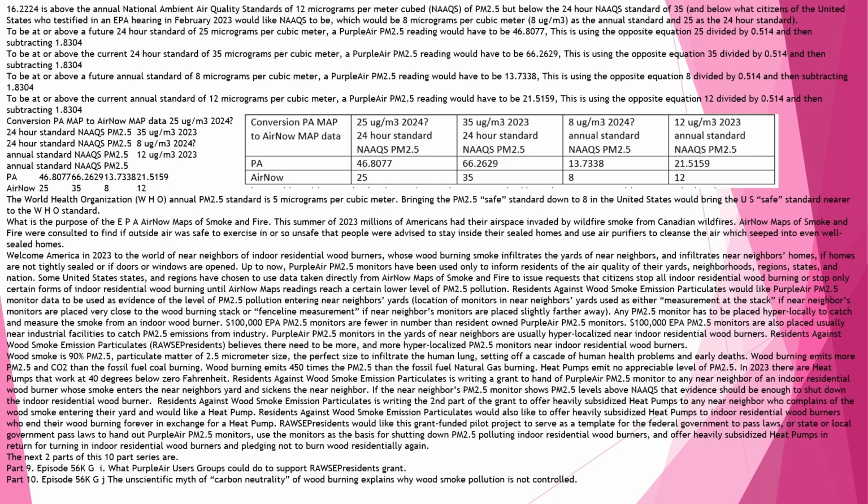Residents against wood smoke emission particulates is writing a grant to hand a PurpleAir PM2.5 monitor to any near neighbor of an indoor residential wood burner whose smoke enters the near neighbor's yard and sickens the near neighbor. If the near neighbor's PM2.5 monitor shows PM2.5 levels above NAAQS, that evidence should be enough to shut down the indoor residential wood burner.